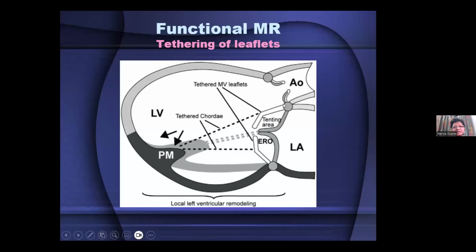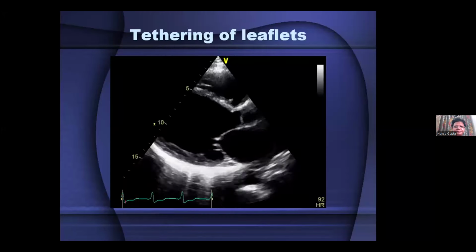And simultaneously, there is also an annular dilatation. Okay, generally 35 millimeters and above is called annular dilatation. We measure from end to end, all right? So these are the things which you will measure while assessing the MR. Once you know the pathophysiology, things become easier to understand and evaluate.